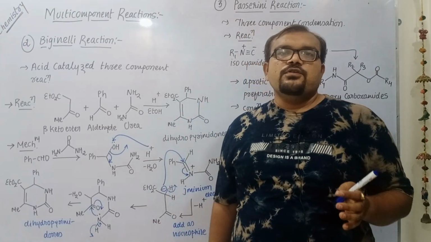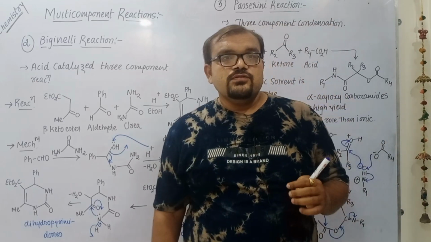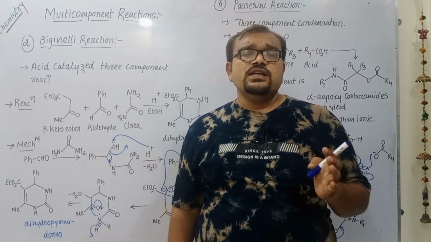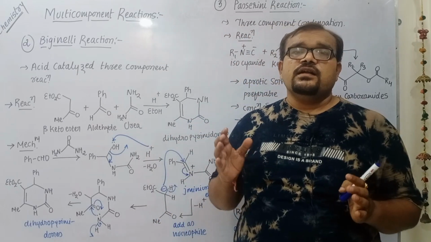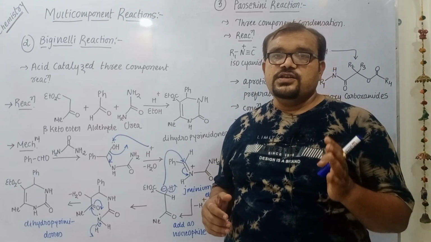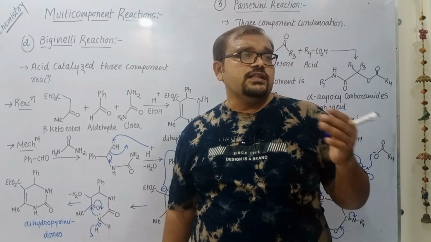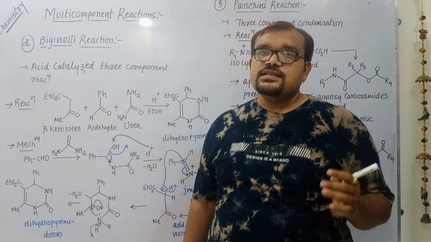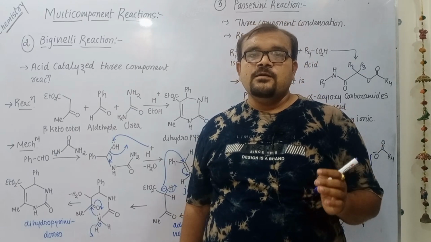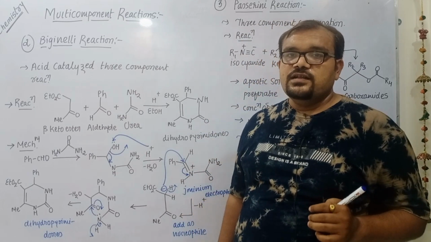Next important multi-component reaction is the Biginelli reaction. So what is the Biginelli reaction? It is actually a 3-component acid catalyzed reaction of aldehyde, urea and beta keto ester. In ethanol as a solvent, in acidic media, it will give dihydropyrimidine as a product. Then such a reaction is known as the Biginelli reaction.